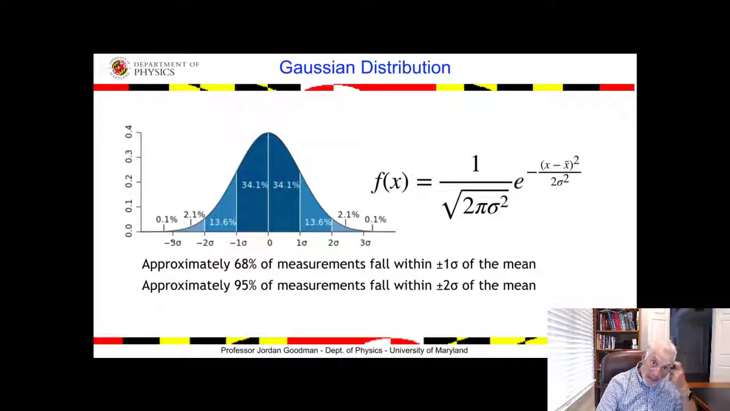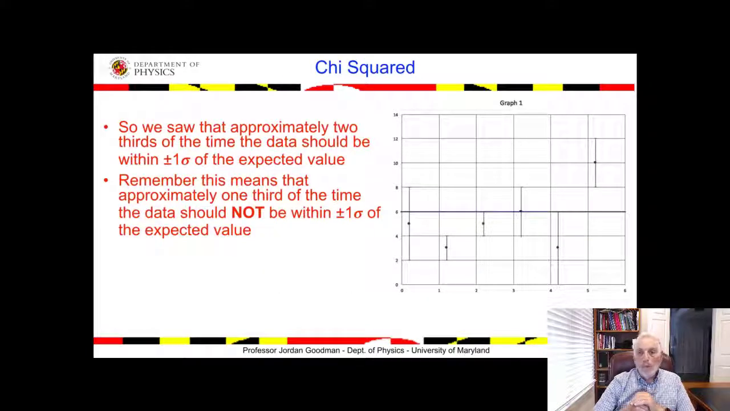Now, let's take this and go back and look at what we used for chi-squared. So what we saw is that we would expect that 2/3 of the time our data would be within 1 standard deviation of the expected value if we fit the data. And remember, this means that 1/3 of the time we expect to not be within a standard deviation. A lot of times students are happy to have their data within 1 sigma, but are not happy when some of it's outside of 1 sigma.